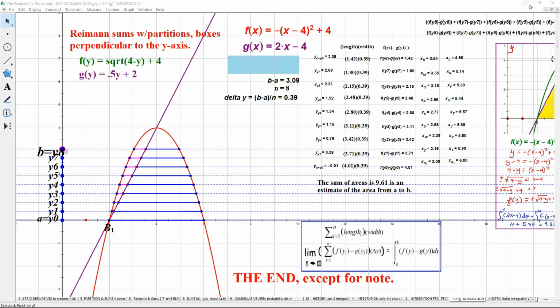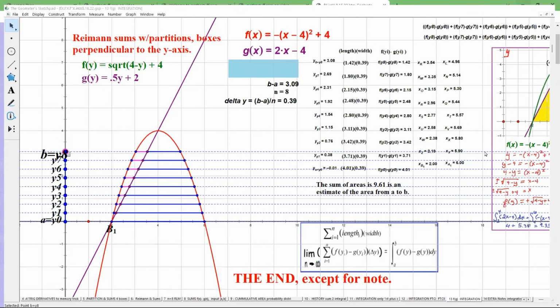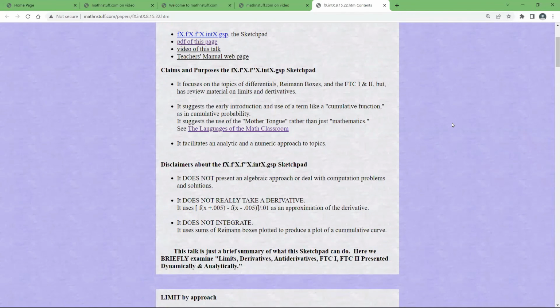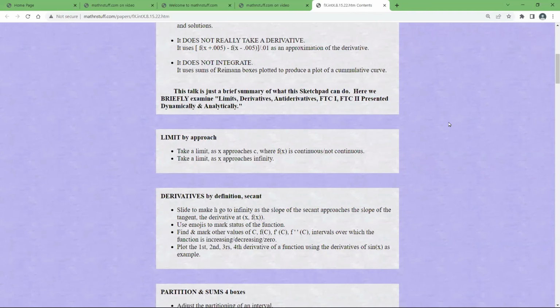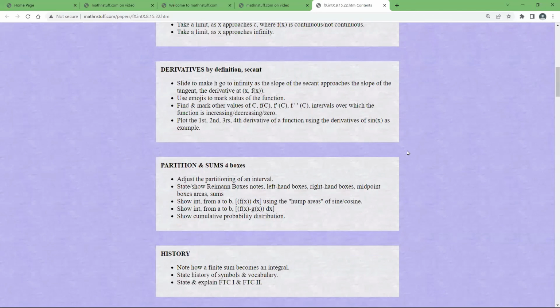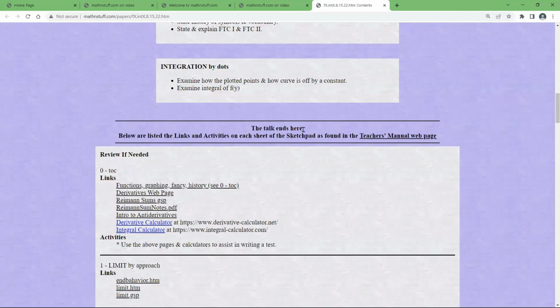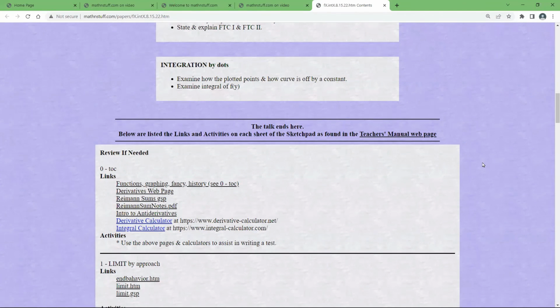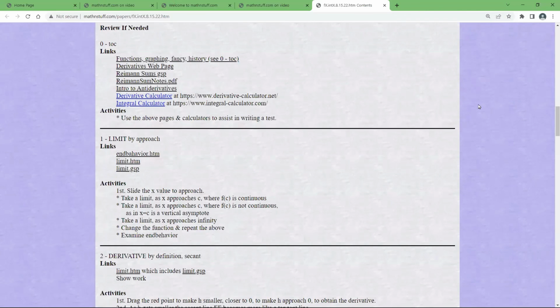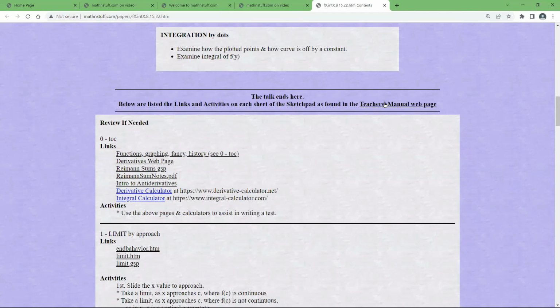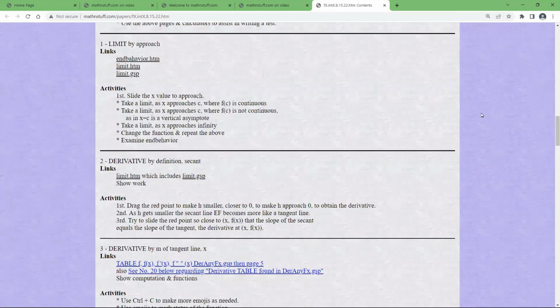So we don't need the Sketchpad anymore. I think you have an idea of what it's able to do. This is what we went over. The talk ends here, but the reference material continues. This is all available at the Owner's Manual webpage.